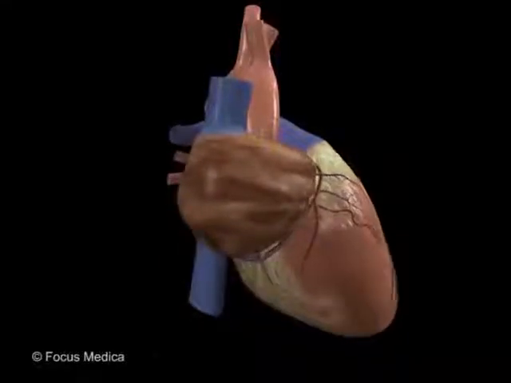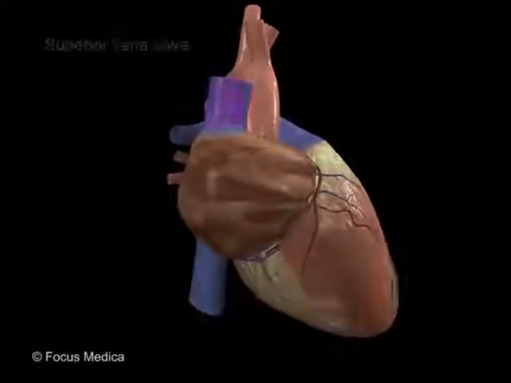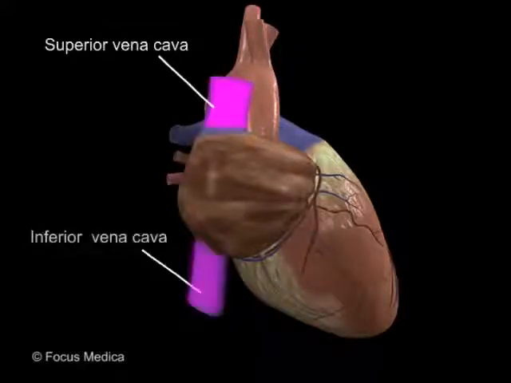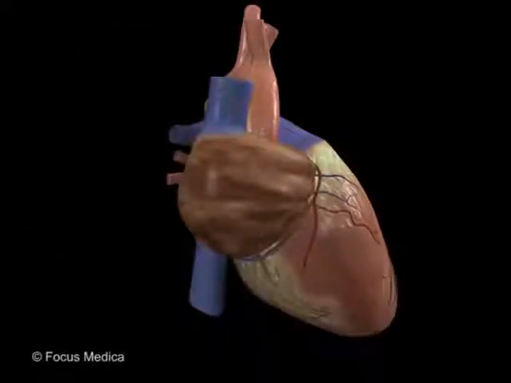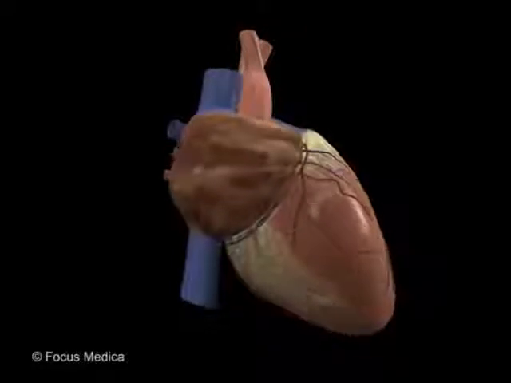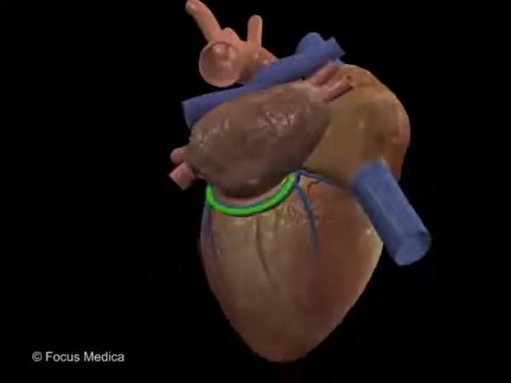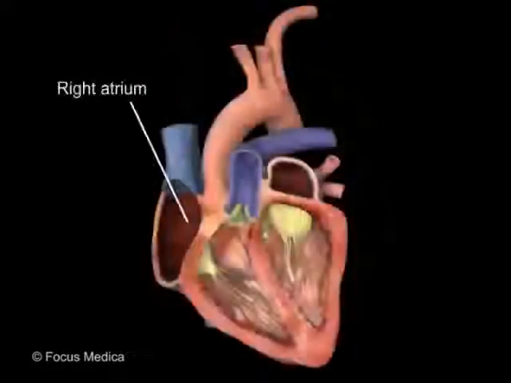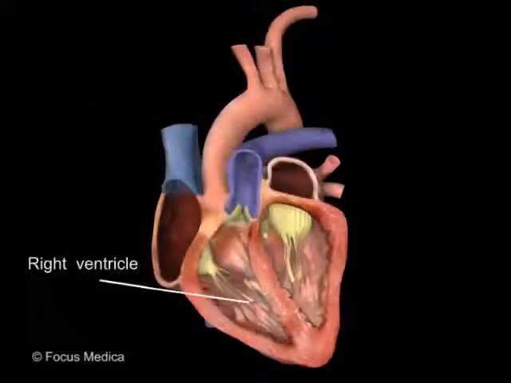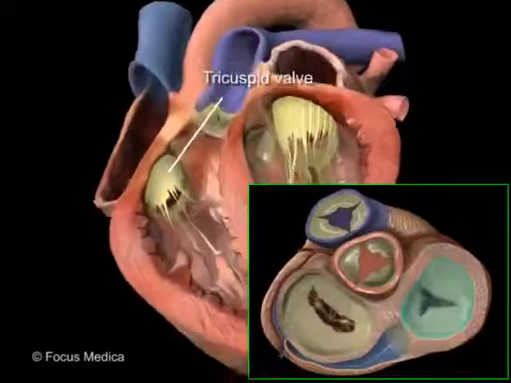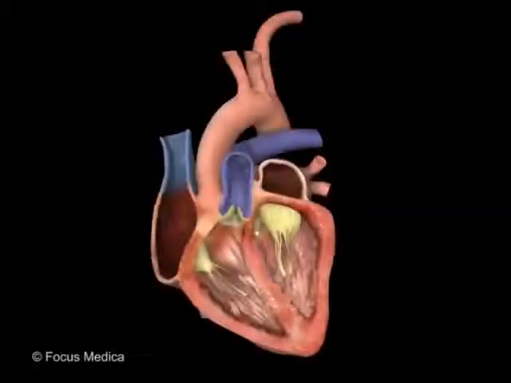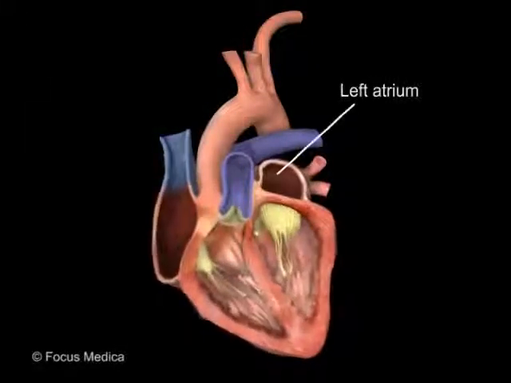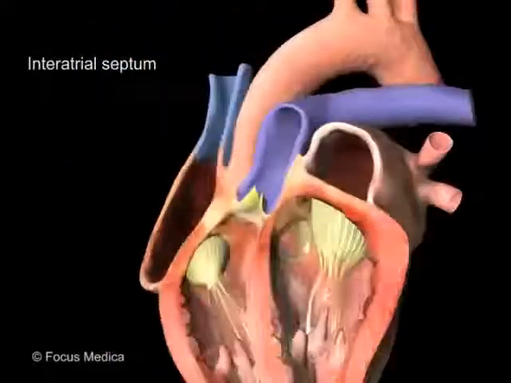The right atrium receives the superior vena cava and the inferior vena cava along its right border. It also receives the coronary sinus. The right atrium communicates with the right ventricle by the tricuspid valve. Above and to its left is the left atrium, separated by the interatrial septum.